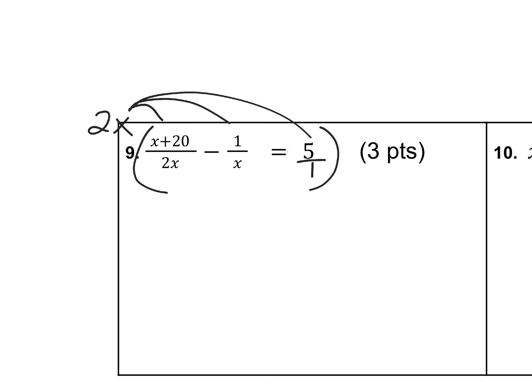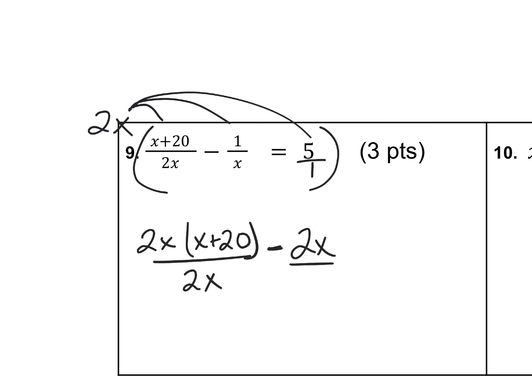Distribute. Okay, be careful on this. We only multiply the monomial terms together right now. The monomial terms being multiplied by a binomial, just write them together, okay? Don't distribute yet, because we don't want to do more work than we have to. So what I mean by that, this is just 2x times x plus 20 over 2x. Minus, well now I can do 2x times 1. What's that? 2x over x. And I can do 2x times 5. And what's that? 10x over 1.